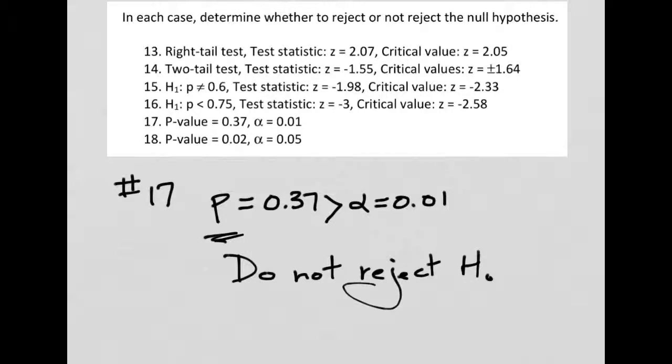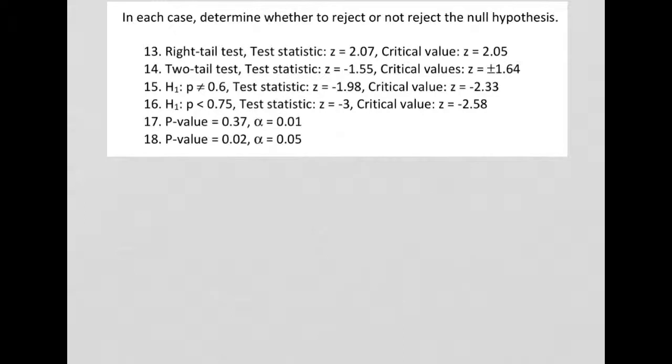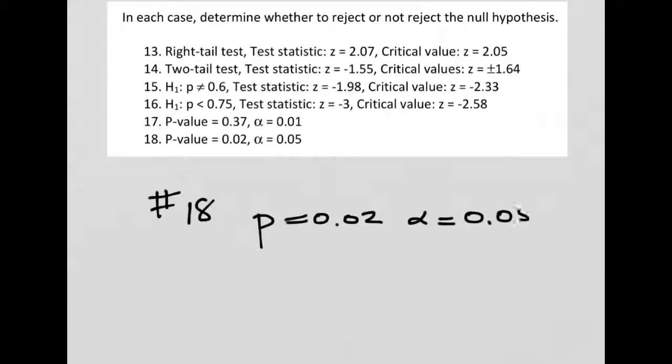In 18, our p-value is 0.02, alpha is 0.05, alpha is larger, so we reject the null hypothesis. And that's all there is to 17 and 18.